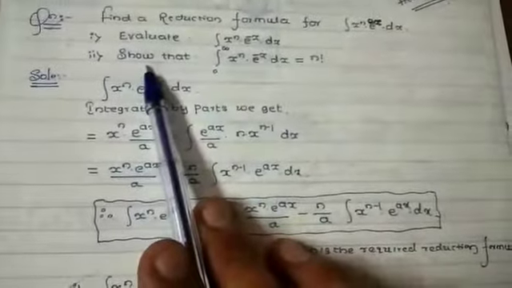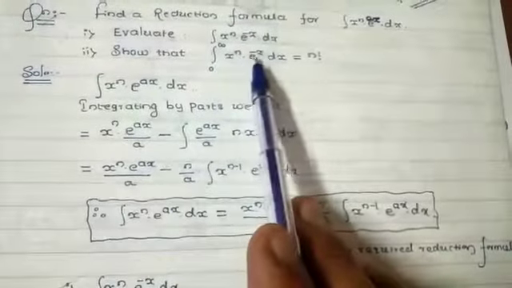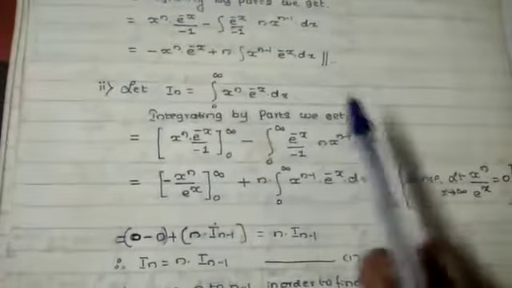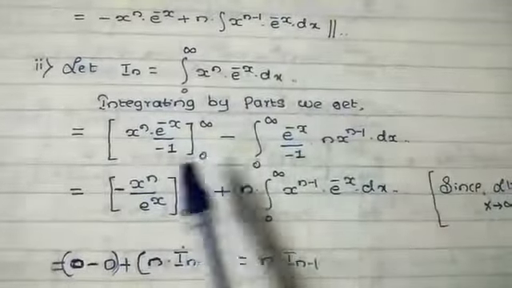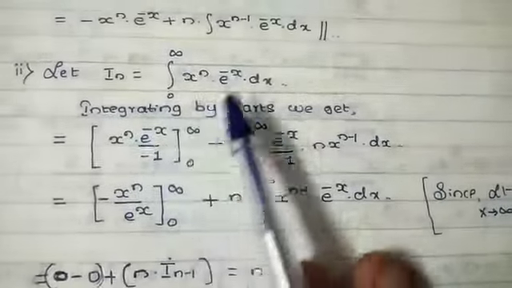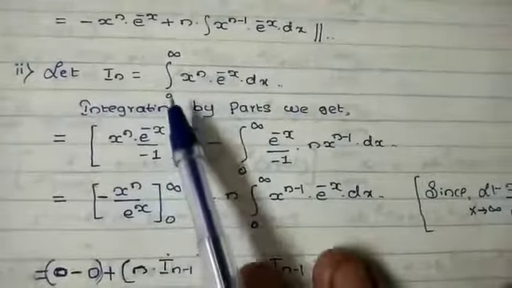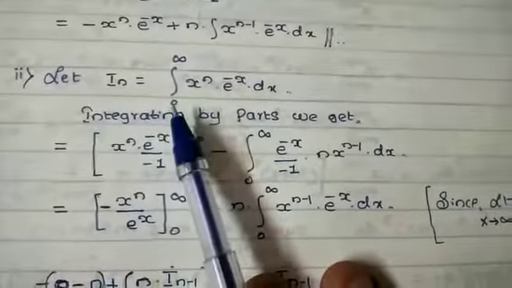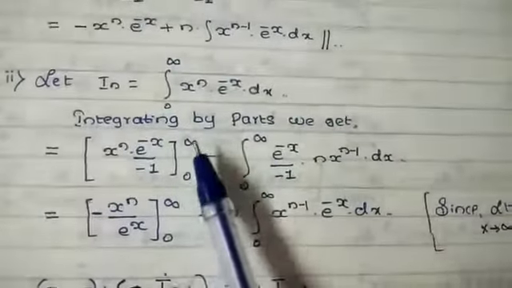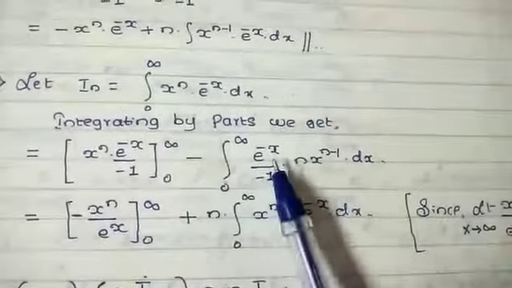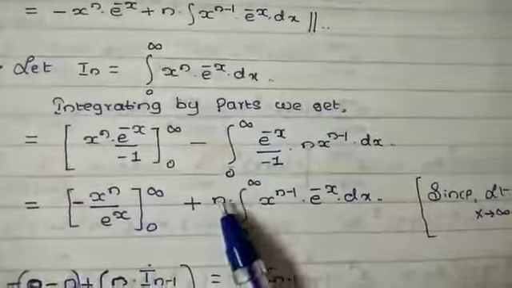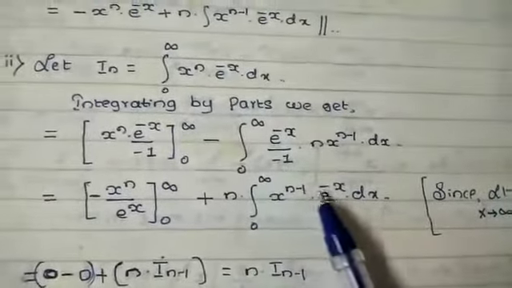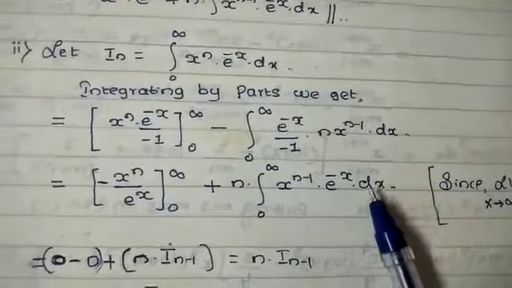Next, sub question 2: show that the integral from 0 to infinity of x raised to n into e raised to minus x with respect to x equals n factorial. So we have to show that this integration equals n factorial. Here also you have to integrate by parts: first term into integration of the second term, the coefficient comes in the denominator, but here the limits are there, upper limit infinity and lower limit 0, minus the integration of the second term into the differentiation of the first term. Minus of minus becomes plus, n is the constant term, so the integration from 0 to infinity of x raised to n minus 1 into e raised to minus x with respect to x.